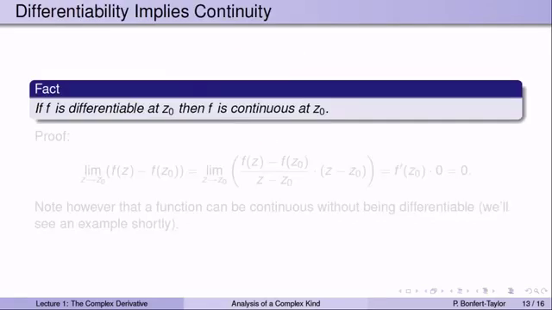Here's a fact. It's the same as is true in real valued calculus. If f is differentiable at z0, then it must be continuous at z0. Not the other way around. A function can be continuous without being differentiable. If it happens to be differentiable, that's a stronger concept than being continuous. It implies continuity. Here's how you would prove this fact.